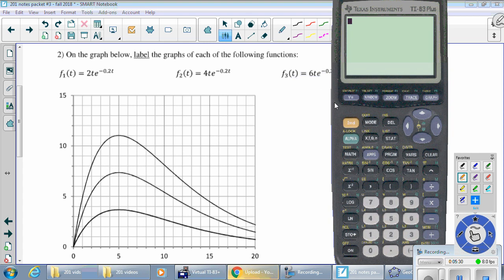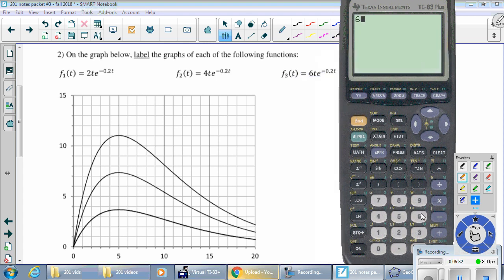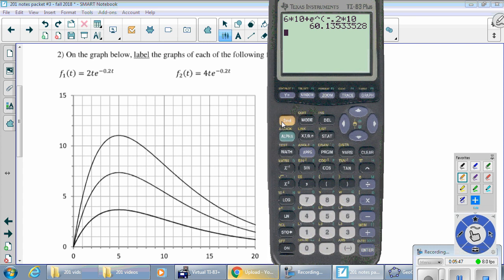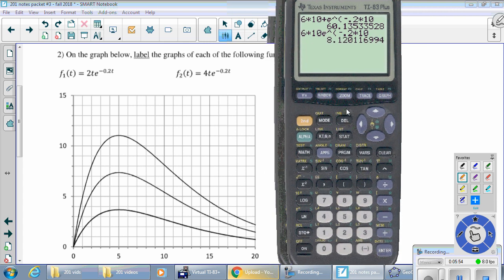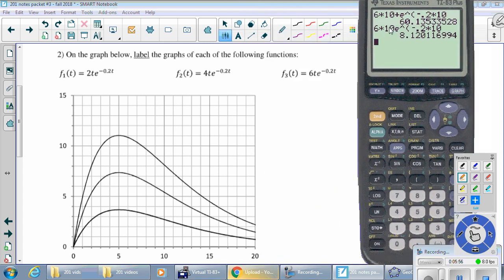So for example, I'll do this last one right here. So 6 times 10 plus e to the negative 0.2 times 10. And so what did I do wrong? Oh, it wasn't plus, it was times. Whoops. So I did second entry to recopy, and then I'll just delete. Okay, so when we plug in 10 for t into the last function, we get 8 and change. So does any of these have a y value of 8 and change? Yeah, it looks like it's this one right here.